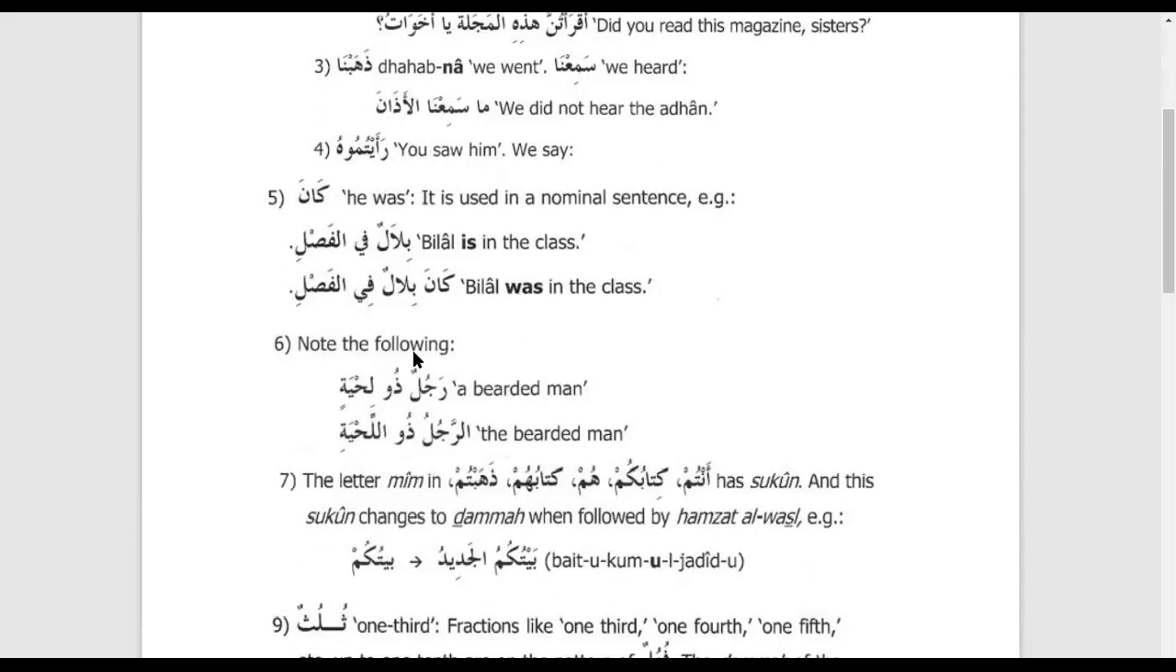However, when we recite the Quran and when we find it, for example, when we read kaana Allahu aliman hakima, then it will be translated as is, because for Allah subhanahu wa ta'ala, huwa al-awwalu wal-akhiru. So he always was and he always will be. So when we say kaana Allahu, it will be translated as Allah is. Kaana Allahu aliman hakima. Allah is all wise and all knowing. Whereas when we translate it regularly, it will be translated as was, as we can see here. Kana Bilalun fil fasli, Bilal was in the class.